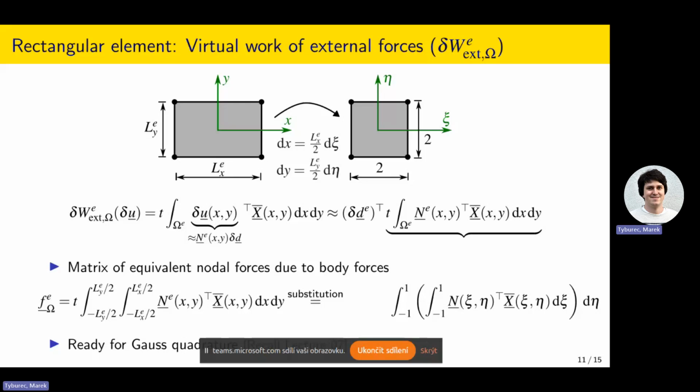And then again, it is the integral over the domain. And so again, this basis or shape function matrix, which is a function of these spatial coordinates x, then this matrix x underline overline, which is again this body load vector, which is a function of lowercase x, which is the spatial coordinate. And we integrate over the domain.